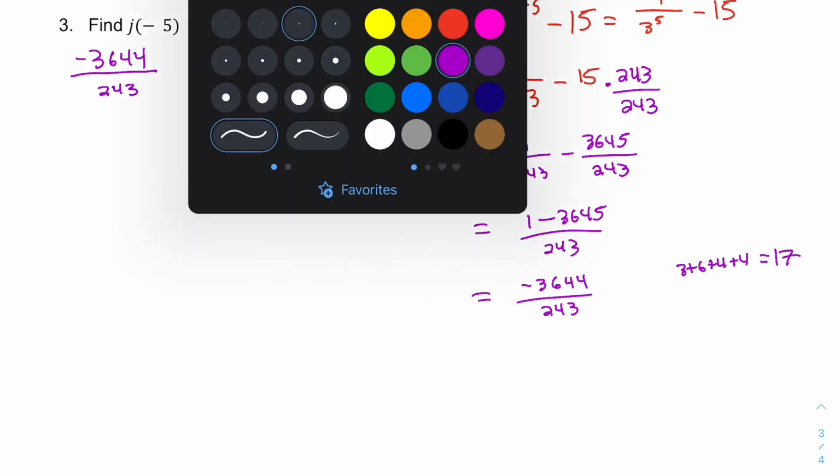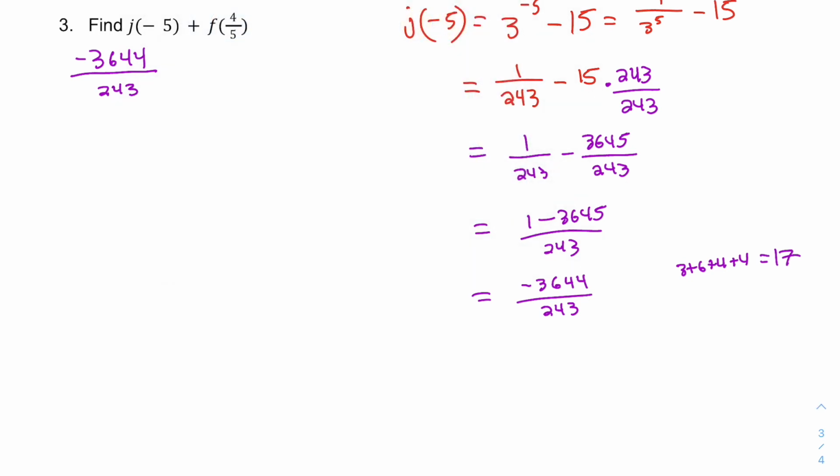Now I need to compare that and subtract f of 4/5. So f of 4/5 is going to be equal to, our f function has us take 2 times 4/5 and subtract 5.